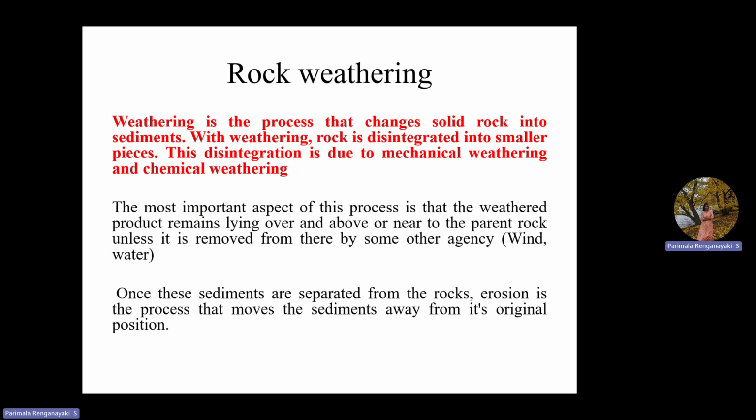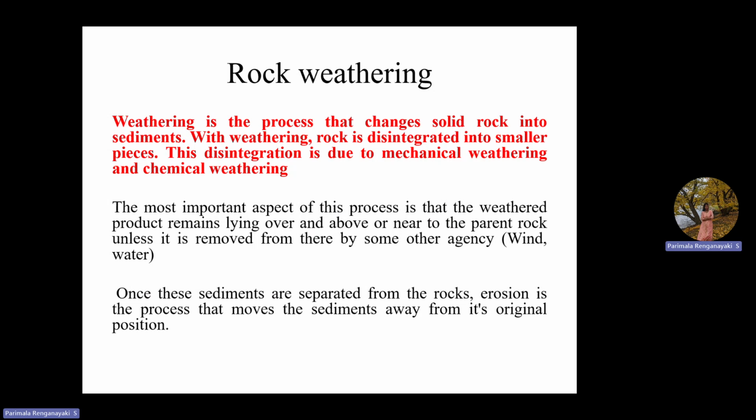Rock weathering. What do you mean by rock weathering? So we know the rock is a geological formation. This will be disintegrated. This will be broken into smaller pieces that we can call as weathering. Weathering is a process that changes solid rock into sediments. With weathering, rock is disintegrated into smaller pieces. This disintegration is due to mechanical weathering and chemical weathering.